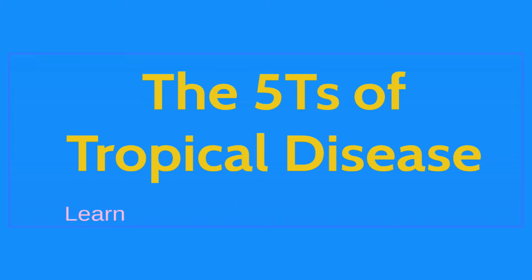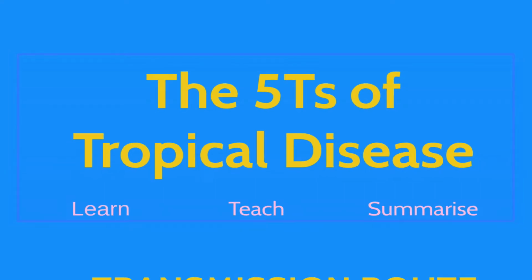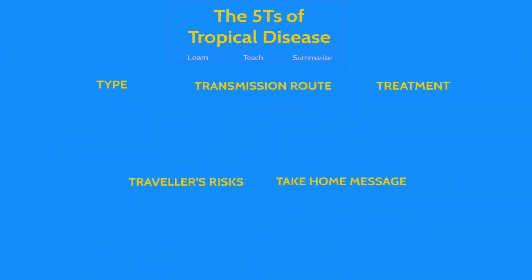Secondly, the framework can easily be used to teach others about the same disease. And thirdly, it gives you a simple way of summarising the information for you to quickly pass on the vital components when time is limited, such as during a travel health consultation. The 5 T's are as follows: type, transmission route, treatment, traveller's risks, and take-home message. Let's look at them one by one.